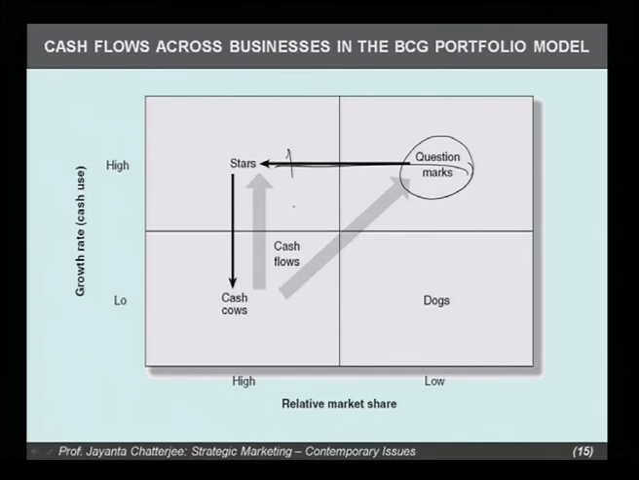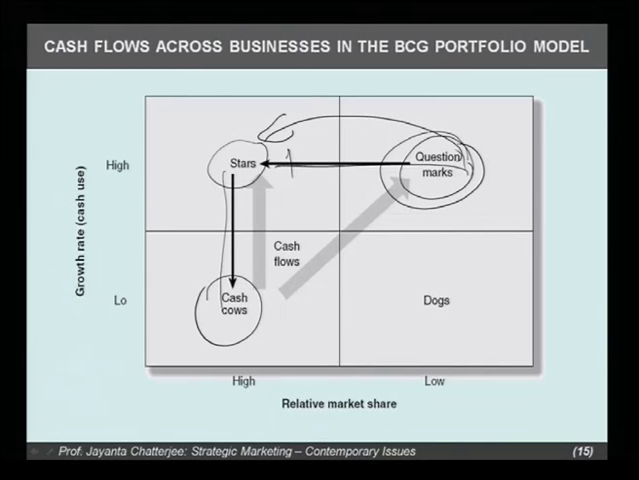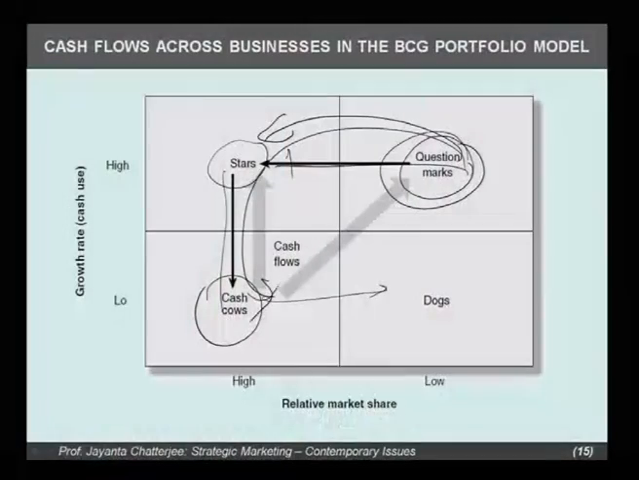So, this is the point that we discussed, that the stars over time become cash cows, and some of the question marks over time become stars. So, this is kind of a cycle that goes on, and unfortunately it also goes there. So, you need to create new activities.